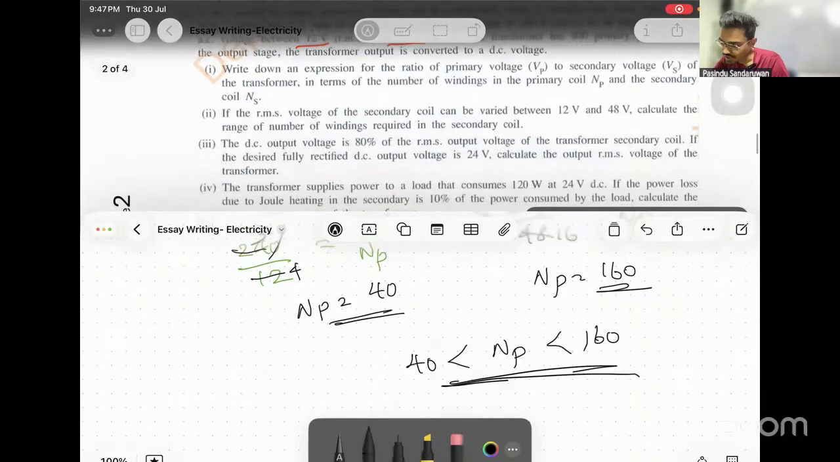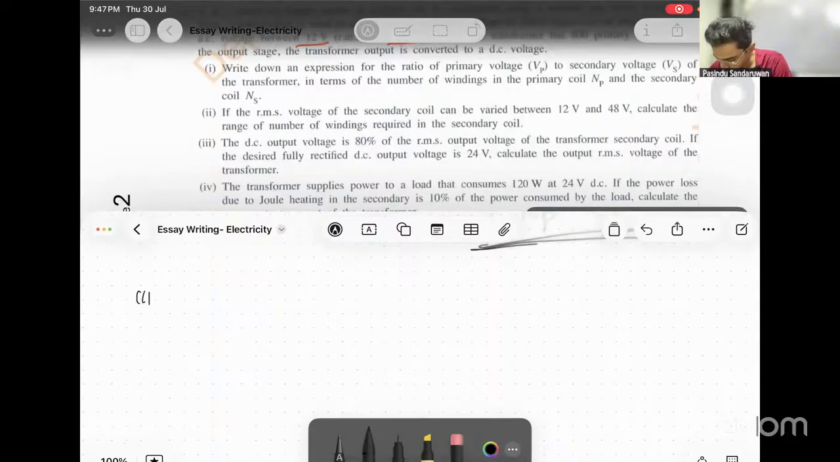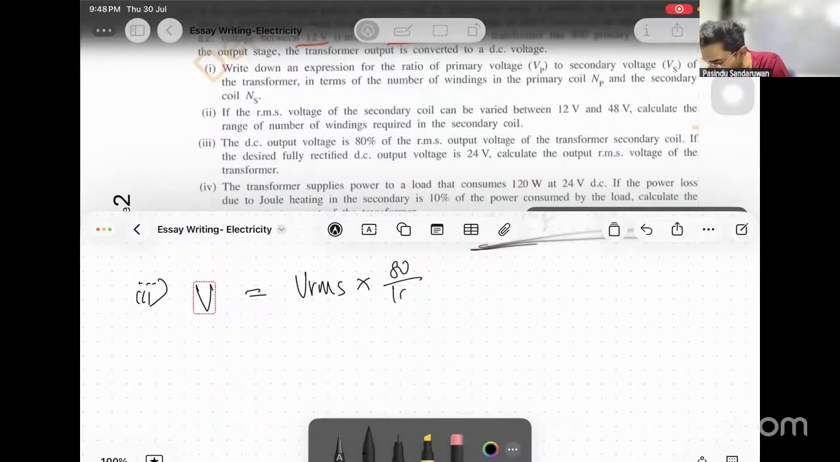Part 3. The DC output voltage is 80% of the RMS output voltage of the transformer secondary coil. If the desired fully rectified DC output voltage is 24 volts, calculate the output RMS voltage of the transformer. Finally we need 24, which is only 80% of the RMS. Then V equals VRMS times 80%.